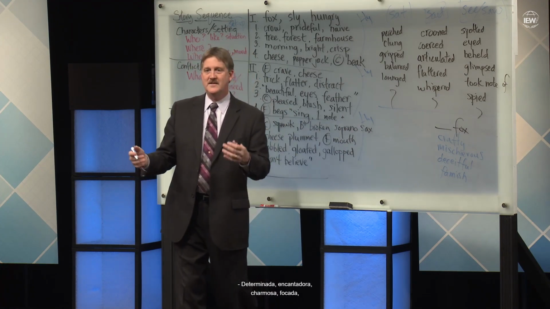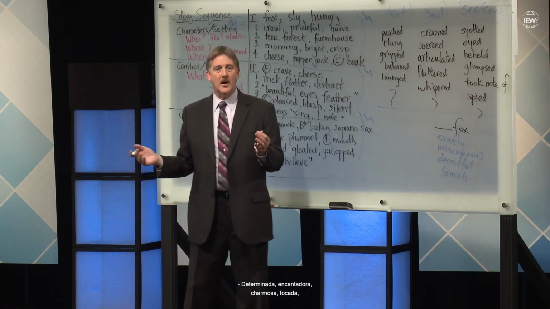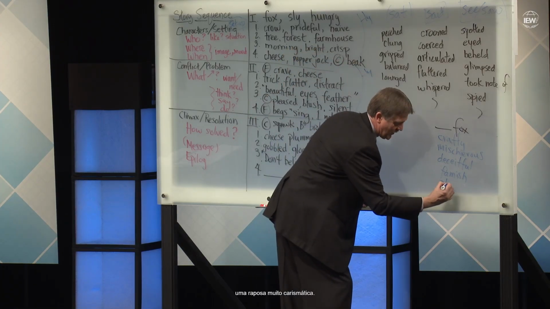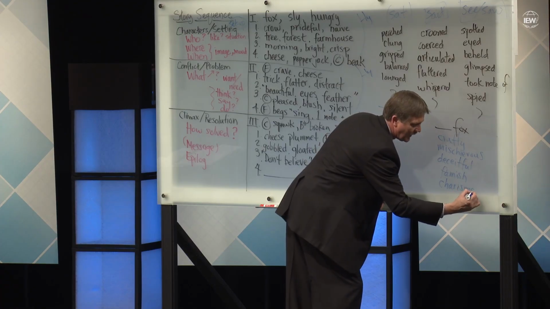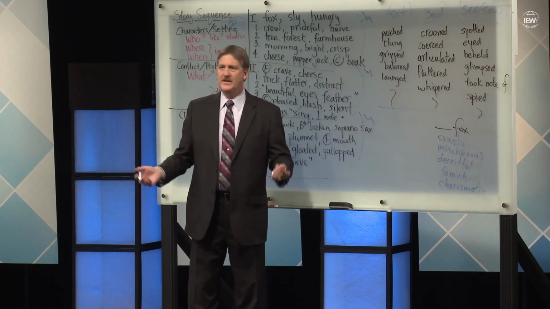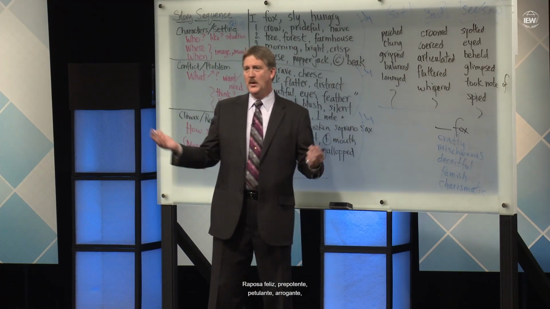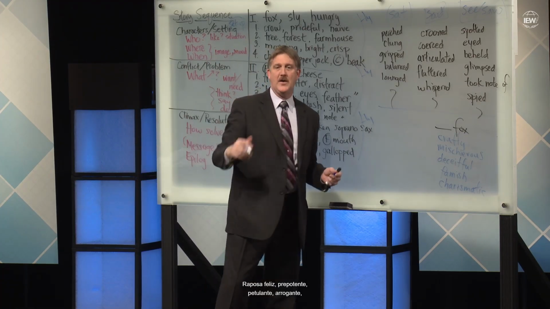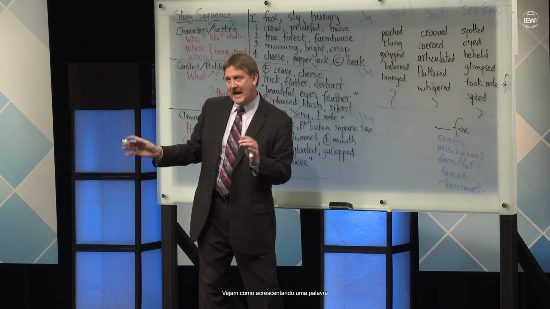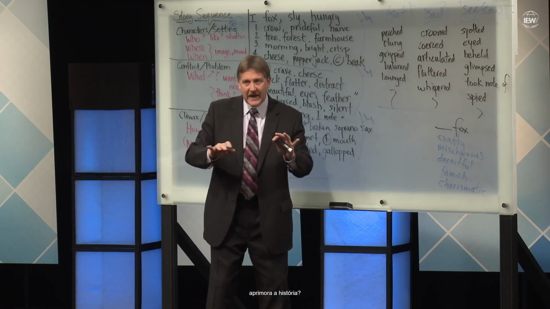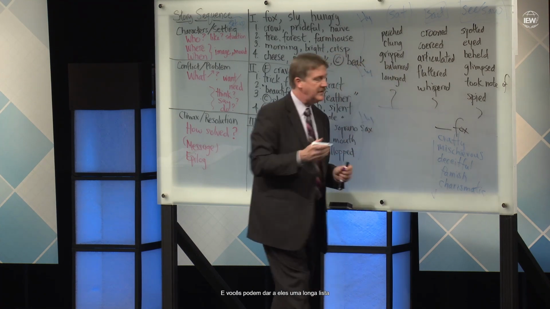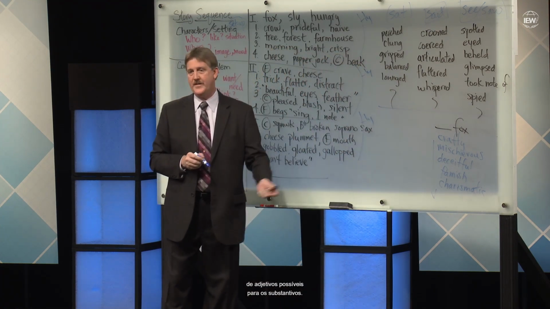Determined. Determined, debonair, charming, focused, a very charismatic fox. And then at the end of the story, he becomes a very what? Content fox, boastful fox, flippant fox, arrogant fox, victorious fox. You see how adding a word is going to enhance the story there. So you can give them a nice long list of possible adjectives to go with the nouns.